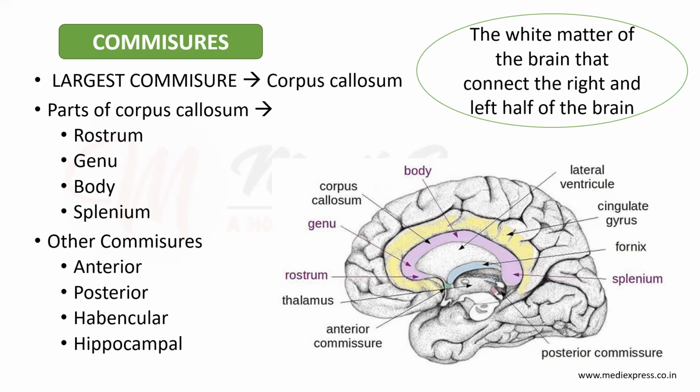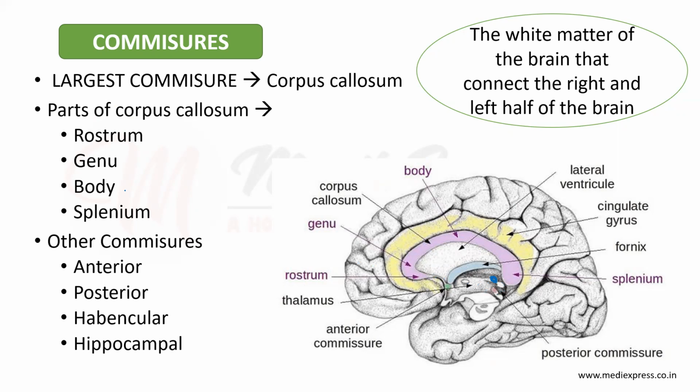What are the other commissures which connect the right and the left half of the brain? There is the anterior commissure, you can see the anterior commissure. We have a posterior commissure here, the habenular commissure, and the hippocampal commissure. You can see this part is actually the habenular, and then we have the hippocampal. So these are the four other commissures apart from the corpus callosum.